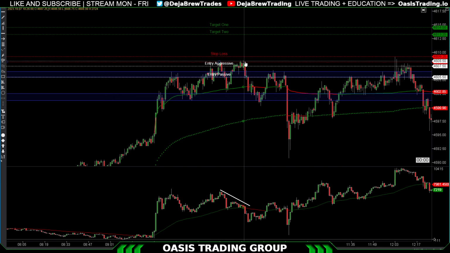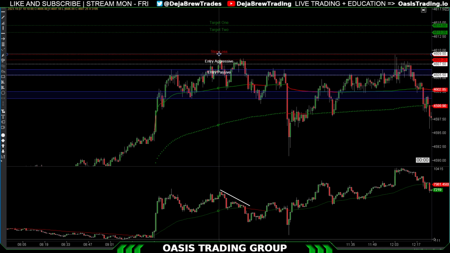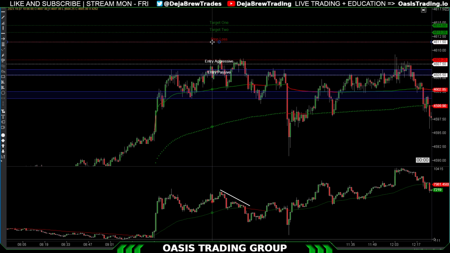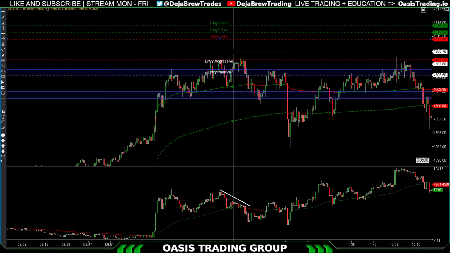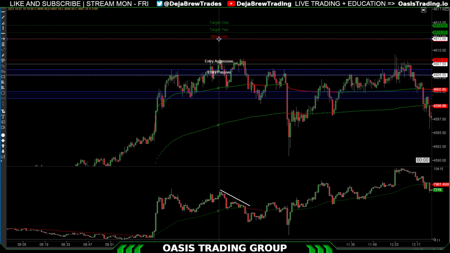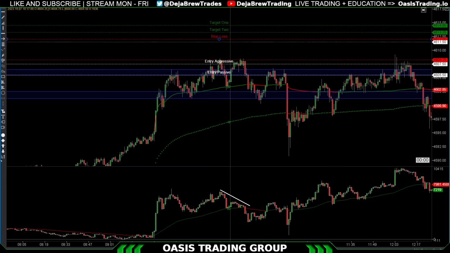So let's just give it, let's say the high is at 4608. Let's give it 4 points here. And we're going to go to 4612 with our stop loss. If you want to be a little bit more aggressive with your stop loss, you can give it less points, but usually I'm in the realm of 3 to 5 points.